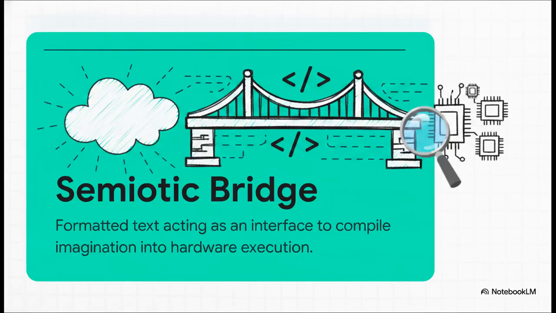You use the Semiotic Bridge. This bridge is built entirely out of strictly formatted text. We're talking formats like JSON, Python, or XML. This text acts as the literal, physical interface you need to safely compile all that associative human imagination into the strict laws of physics governing those tiny processors. Text isn't just for reading anymore, you know? It's the deterministic operational literature that actually commands the machine.